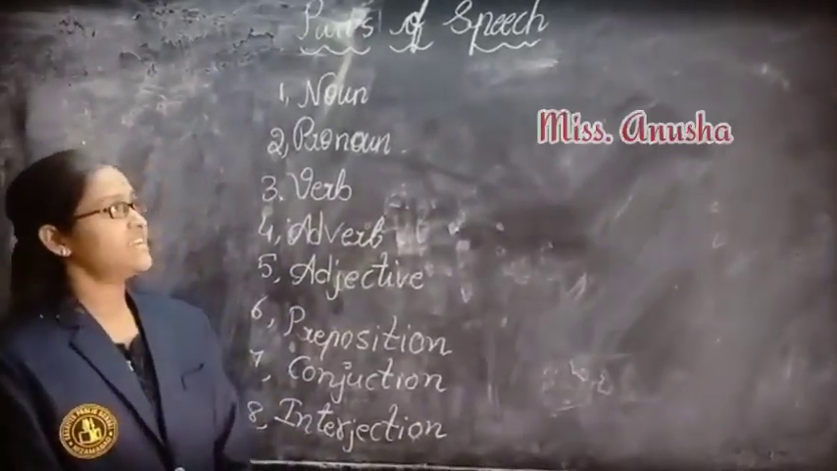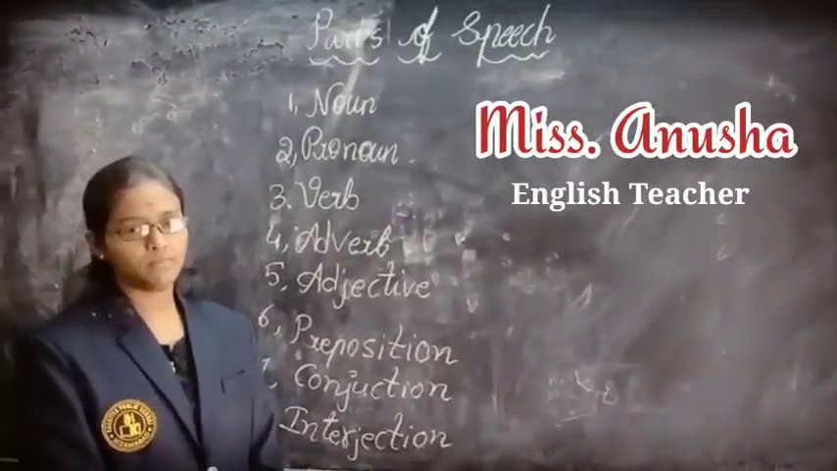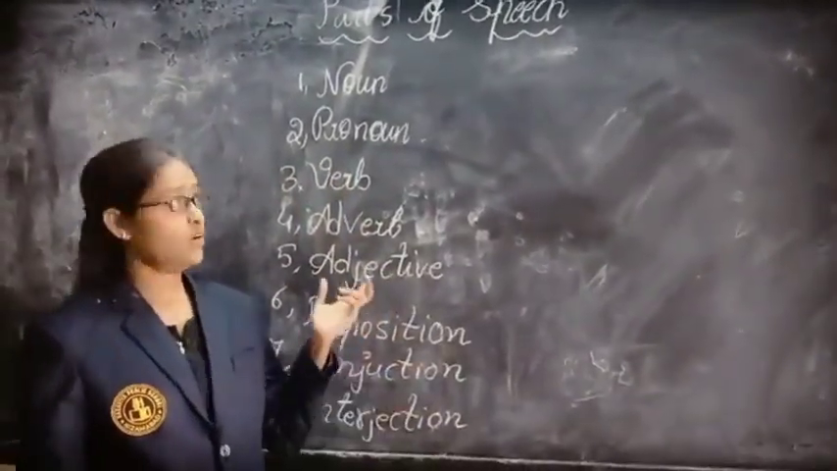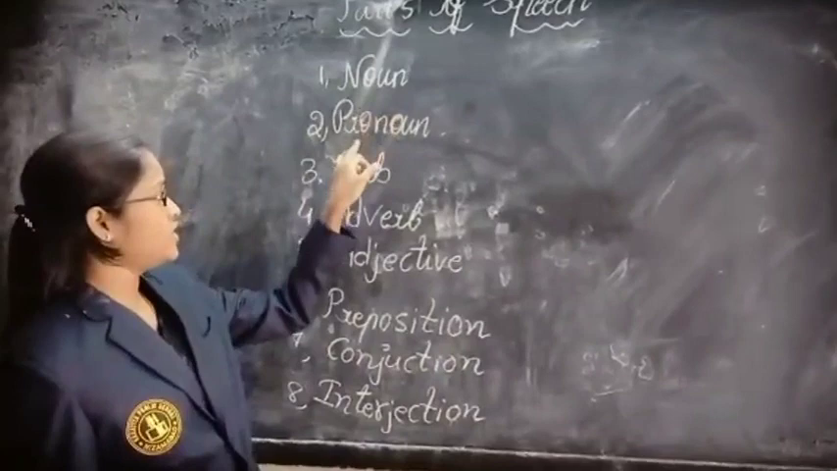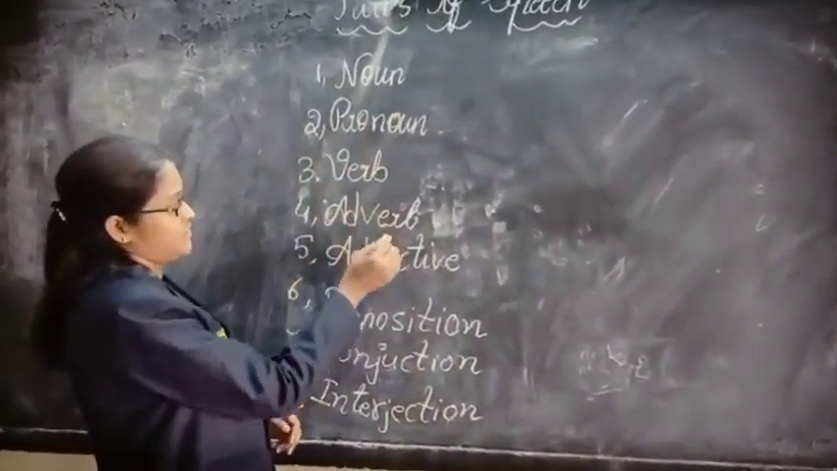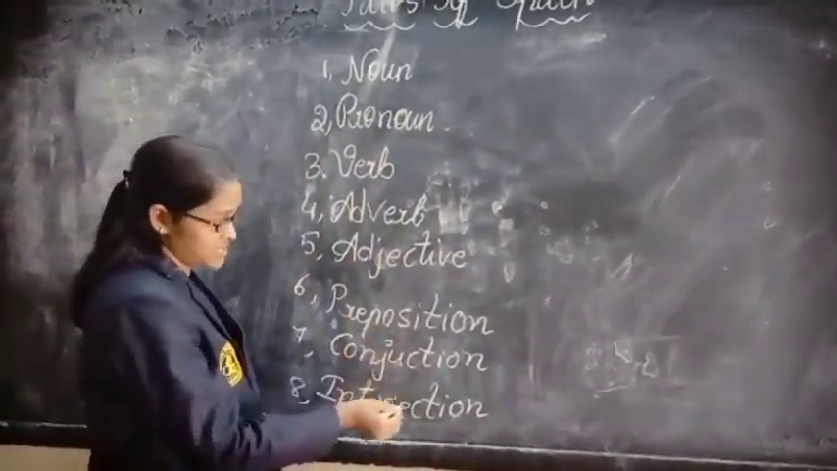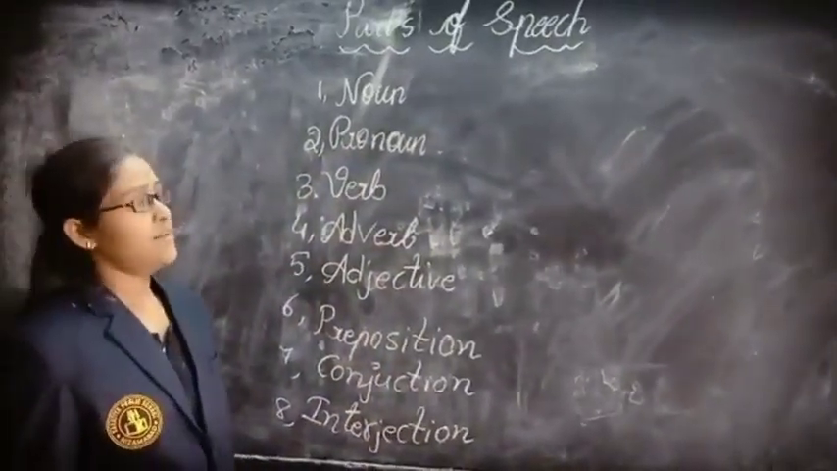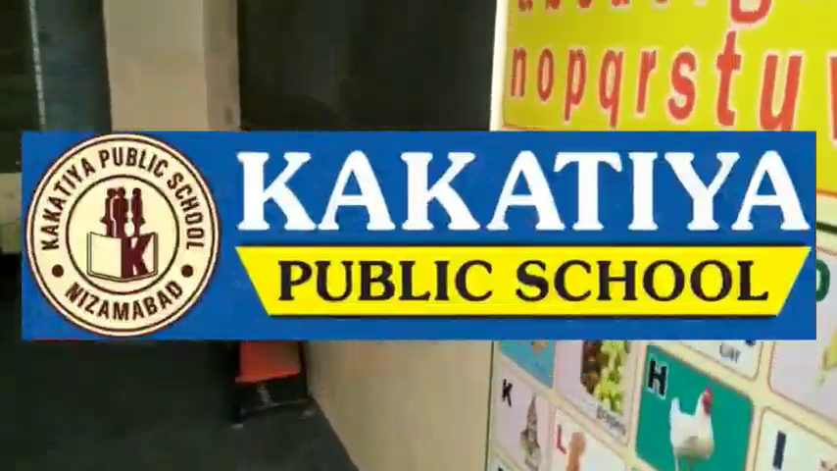Okay, good morning children. In the last class we started parts of speech. We have completed all 8 topics, and I have already discussed noun, pronoun, verb, adverb, adjective, preposition, conjunction and interjection. Based on these 8 parts of speech, I am going to conduct an exam for you.